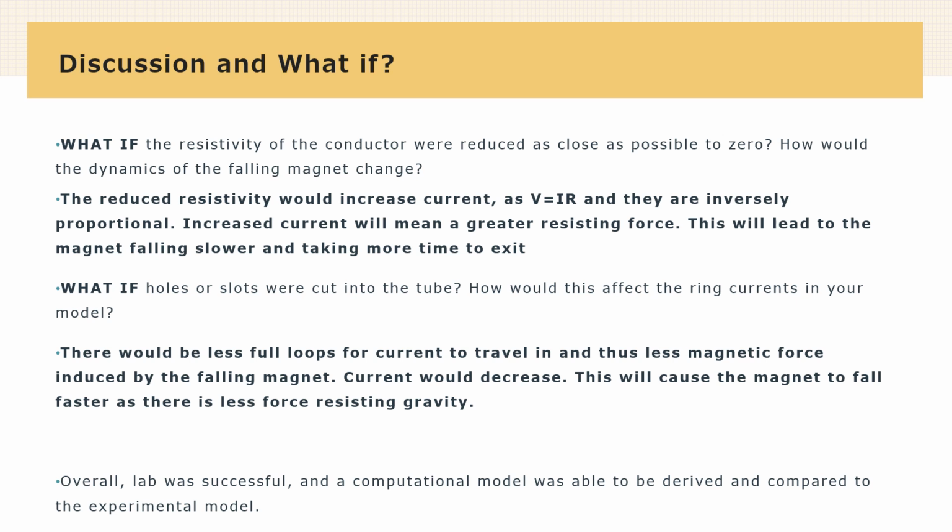And what if some holes or slots were cut into the tube? How would this affect the currents in the model? If holes or slots were cut in, you wouldn't have a complete loop for current to travel in, and so you would not be able to actually have a current. This would mean that the sections of the tube would no longer have a current to generate an EMF, and this means that the overall current would decrease and the overall magnetic force would decrease. This will cause the magnet to fall faster.